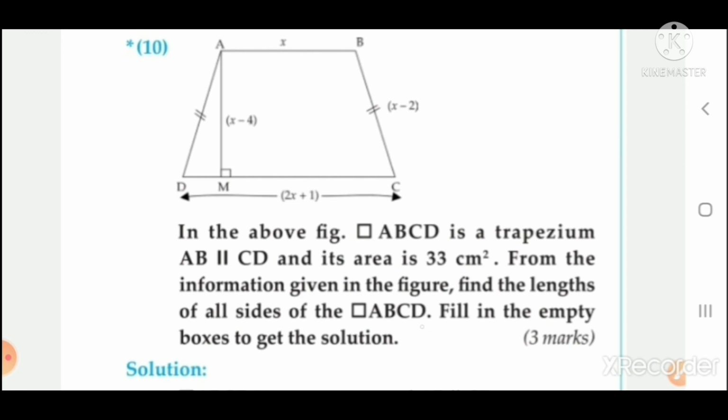आपको length find करना है पूरे quadrilateral की, जैसे AD, DC, BC and AB. AB they have told x, BC they have told x minus 2, CD or DC they have told 2x plus 1.